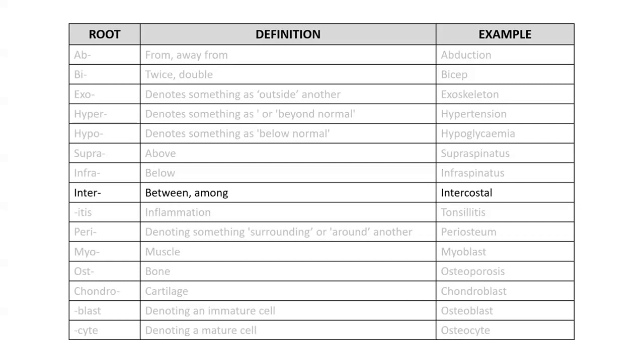Inter means in between or among. So the intercostal muscles sit between the ribs. The interventricular septum is the septum or the tissue between the two ventricles of the heart. Itis refers to inflammation. So tonsillitis is inflammation of the tonsils. Meningitis refers to inflammation of the meninges of the brain.